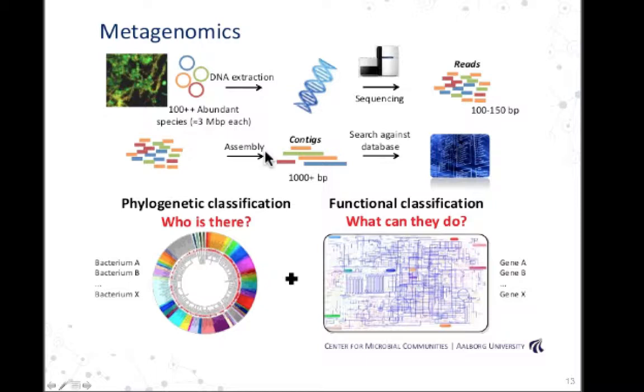Once you do your assembly and you search against the database, you want to answer two questions. Who is there in your samples and what can they do? So the phylogenetic classification is very important. You want to know what kind of population you have in your sample, and what the pathways are, what the genes are, what is genetically involved in the sample you have in your hand.